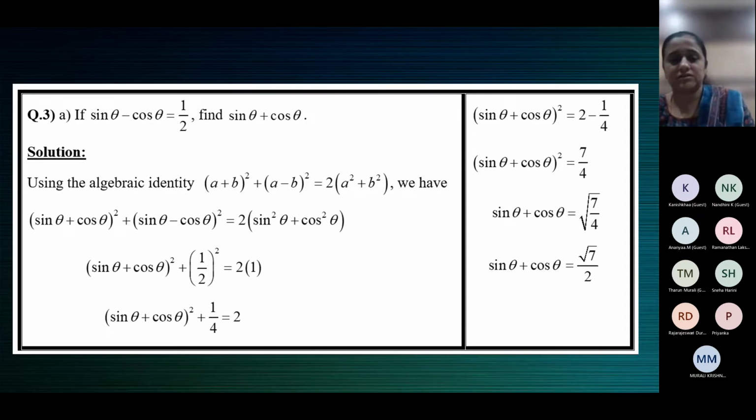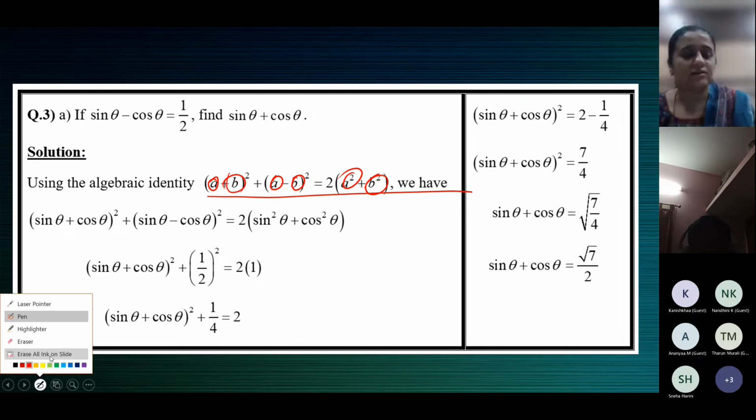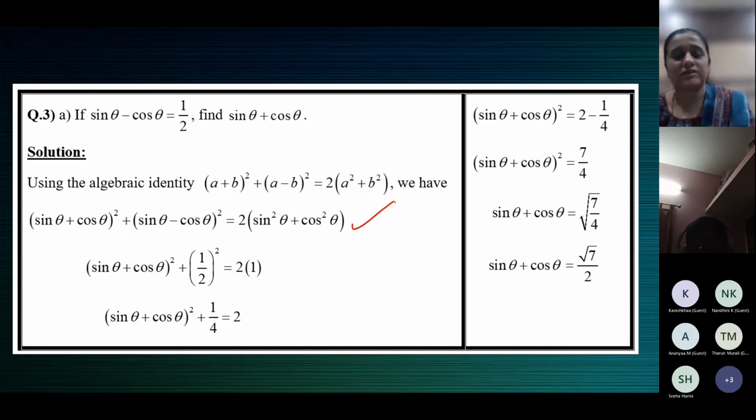So using this algebraic identity, we use sine theta in place of A. Wherever there is A, we say sine theta, and wherever there's B, we say cos theta. So we reconstruct this algebraic identity with A as sine theta and B as cos theta. That's how we get this. As I told you, we need to find the value of sine theta plus cos theta. We know the value of sine theta minus cos theta, 1/2, and this by the identity is 1. Done? Yes, ma'am.